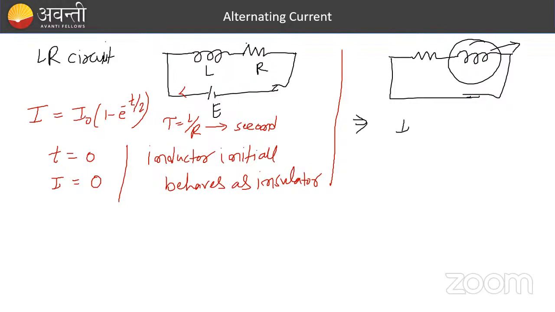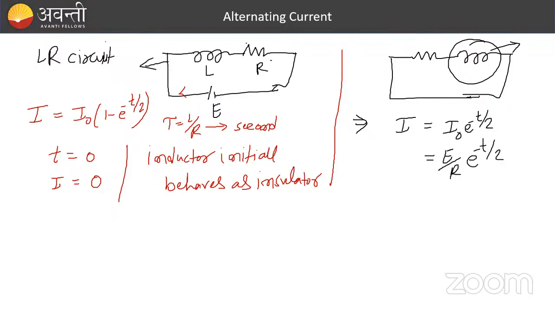So in this case, current will be what? I naught e to the power minus t by tau. Done. Again, I naught का वैल्यू क्या लिखोगे? E by R. I told you, क्योंकि maximum current in this circuit can be what? E by R. If resistance offered by L is 0, in that case, maximum current will be E by R. So this is E by R. Current is E by R, right? Maximum current. E to the power minus t by tau.